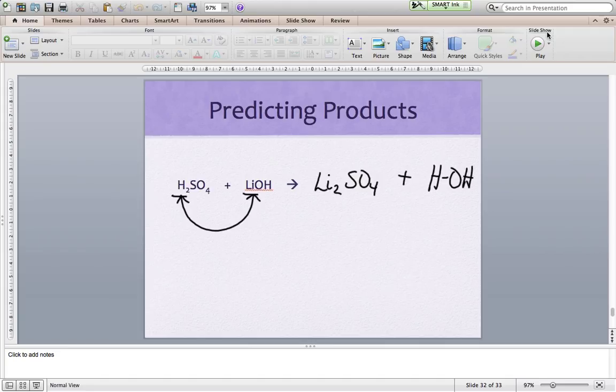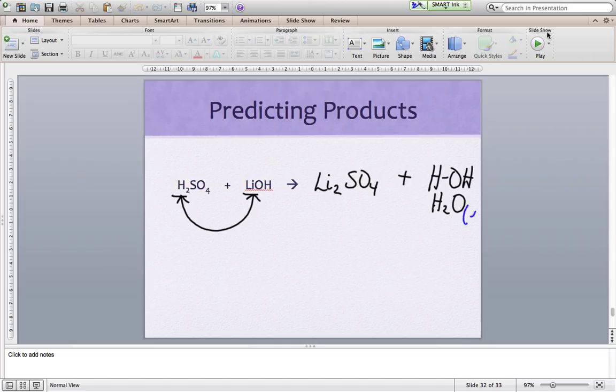So I will get HOH, which perhaps you might recognize as H2O. Okay. This is an acid-base neutralization reaction, which is one type of double replacement reaction. And one of the products of a neutralization reaction is always water.